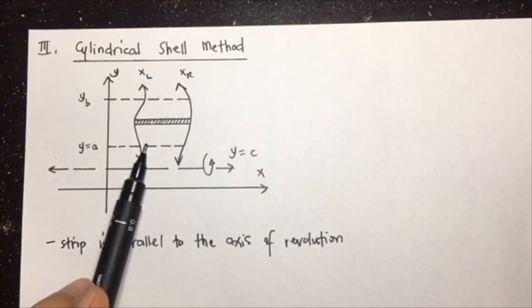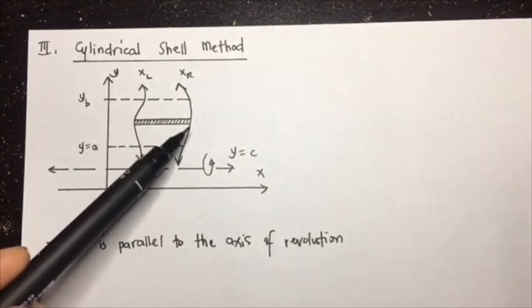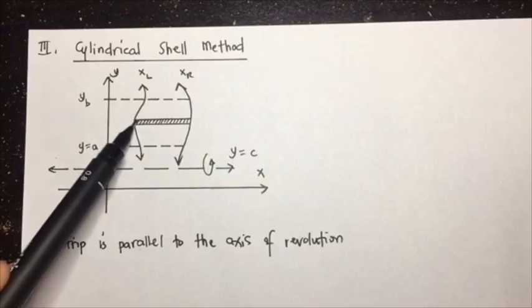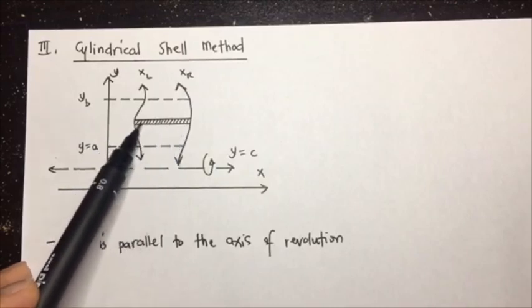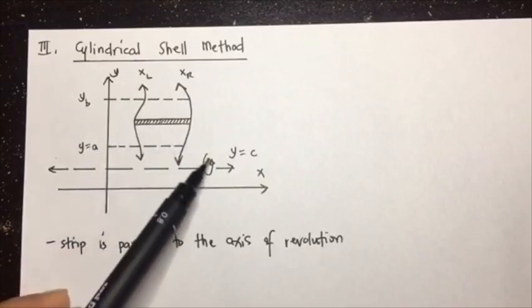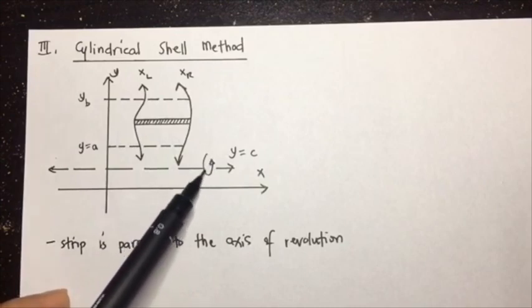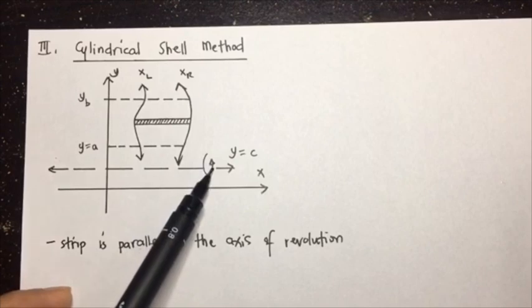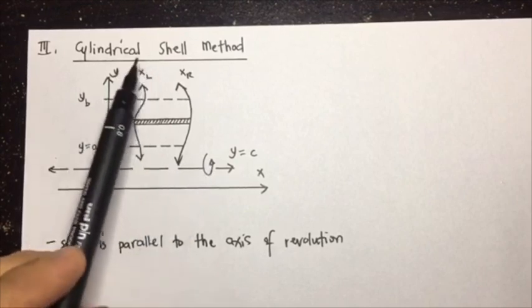In the cylindrical shell method, we are still going to calculate the differential volume to obtain the general formula. If we rotate the strip alone, I want you to imagine only the strip. When the strip is revolved about this axis, what it will form is a cylinder, a thin cylinder.